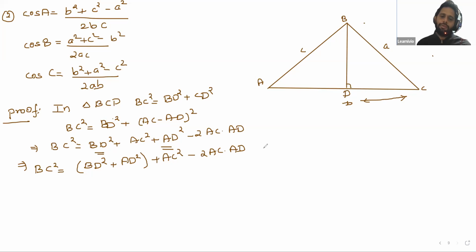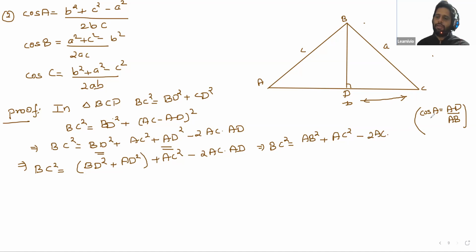Now this will become BC square is equal to BD square plus AD square, which is AB square. So this will give you AB square plus AC square minus 2AC AD. We required AC; we don't need AD. If we will find cos A, then this will give us base by hypotenuse. What is AB? So we can say in place of AD, we can write AB into cos A.